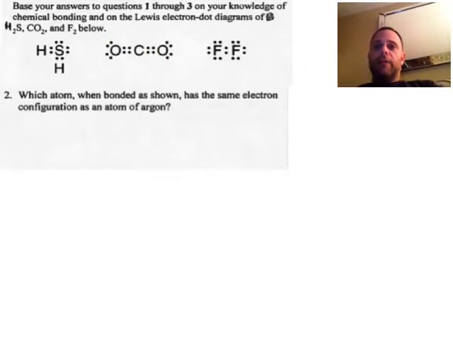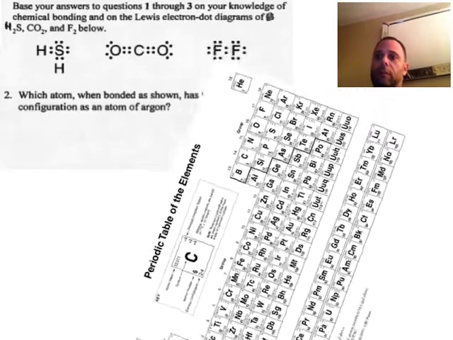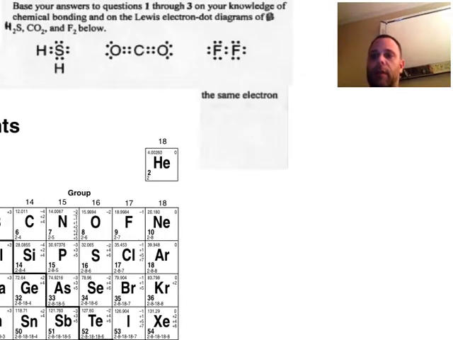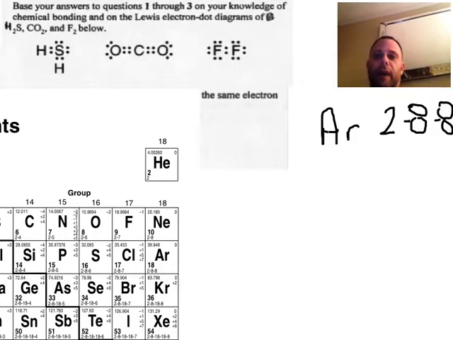The next question asks, which atom, when bonded as shown, has the same electron configuration as an atom of argon? Electron configuration of argon. Well, let's take a look at argon. Argon has an electron configuration of 2,8,8. Let's write that down. Argon is 2,8,8. So which of the atoms looks like argon after it bonds?